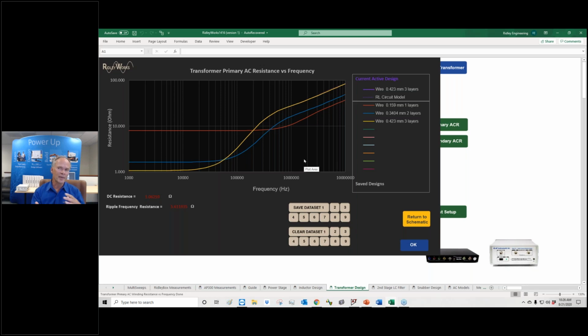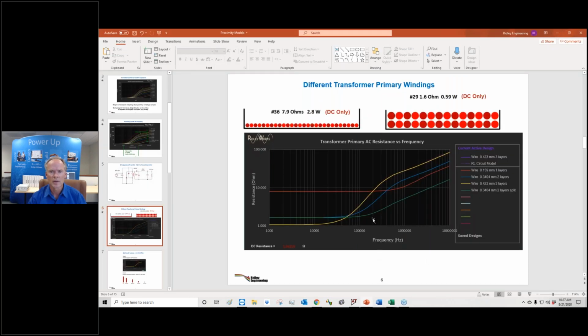But you see what we're doing now. We're playing with windings and layers, solving the problems, looking at the curves, and then deciding what we're going to do with the design next. So let me go back to my PowerPoint to figure out what we're going to do with this next.